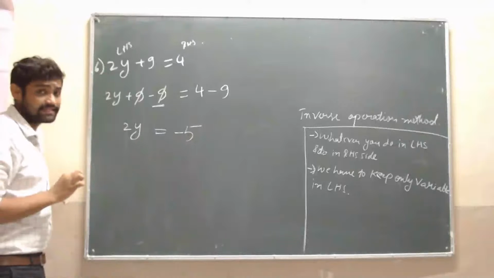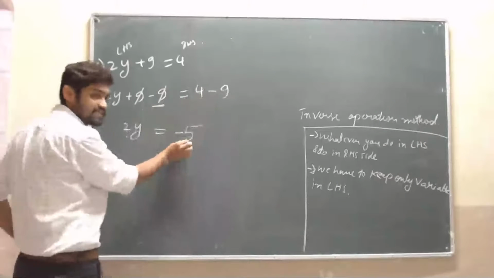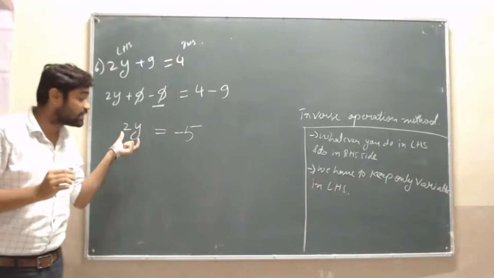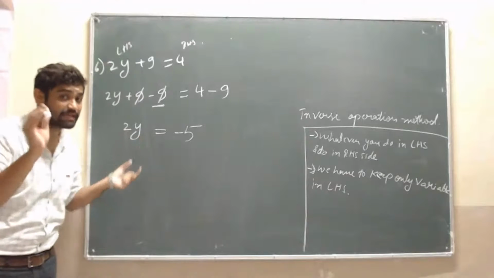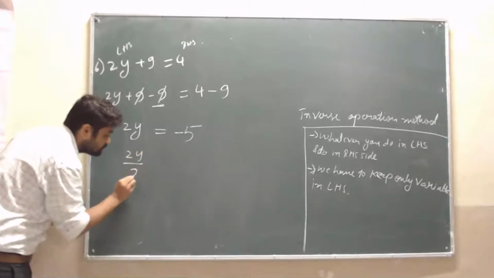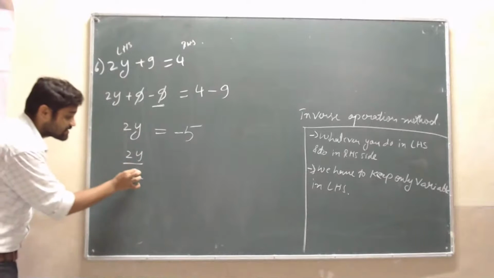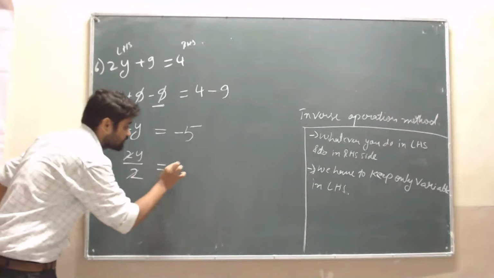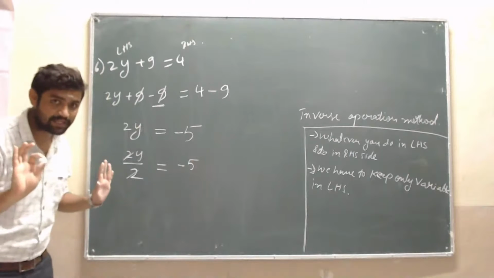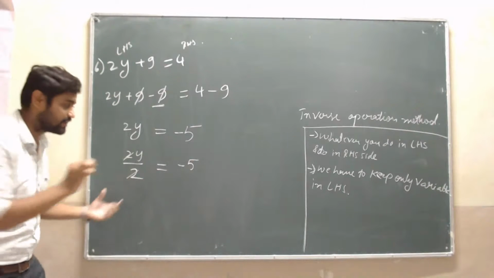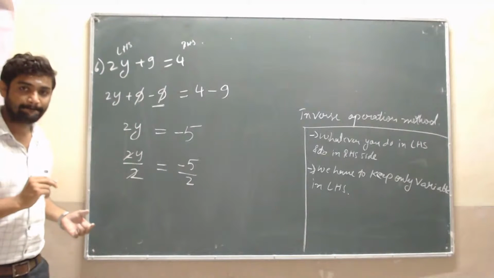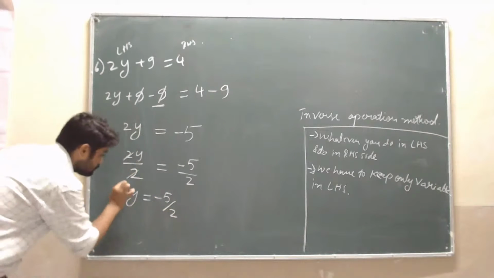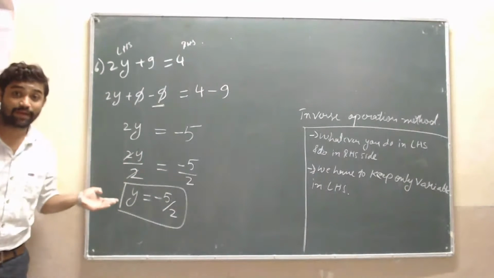4 minus 9 is minus 5. So we only want the y value, we don't want the 2y value. To keep only the variable on the LHS side, what do we do? Divide by 2. If these two go, we will get only y value. So minus 5 is here. We should not cheat again: divided by 2 on the LHS side, and here also divided by 2. Then y is equal to minus 5 by 2. And the value of y is minus 5 by 2.